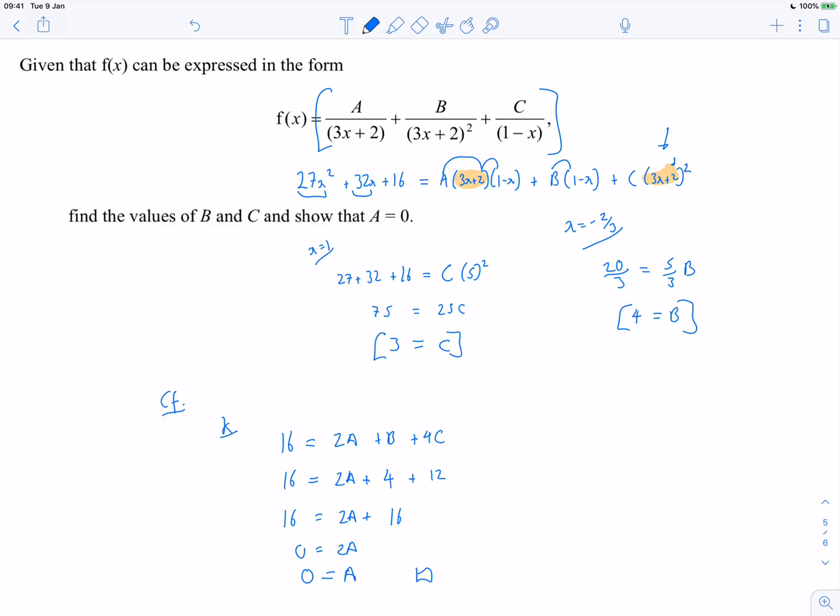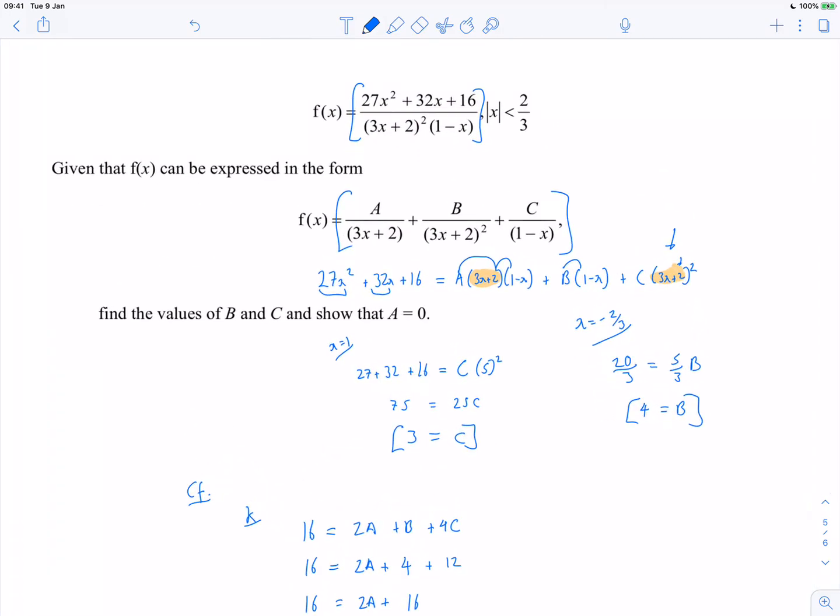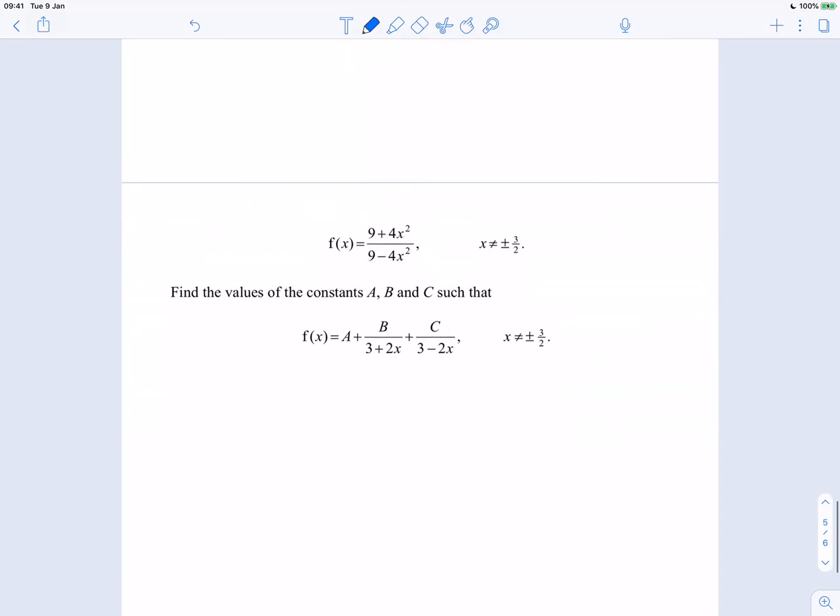So if I was to express f of x in that form, since a is 0 and b is 4, then this thing could be written as 4 over 3x plus 2 all squared plus c, which is plus 3 over 1 minus x. Okay, lovely jubbly.